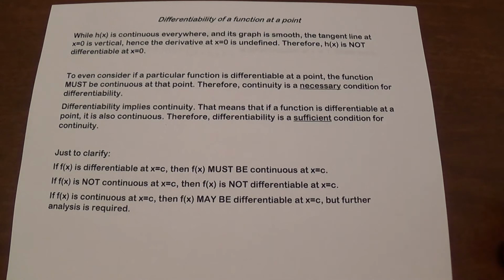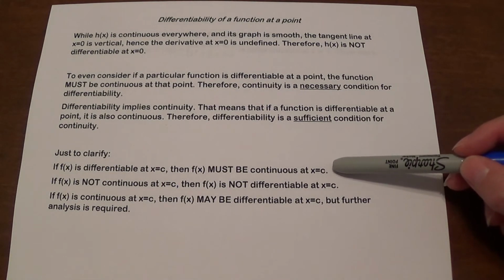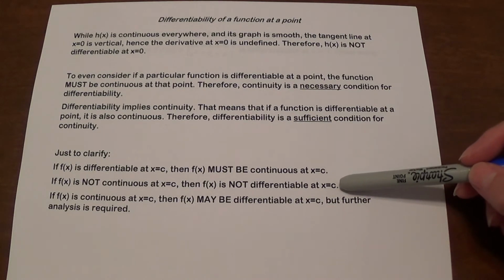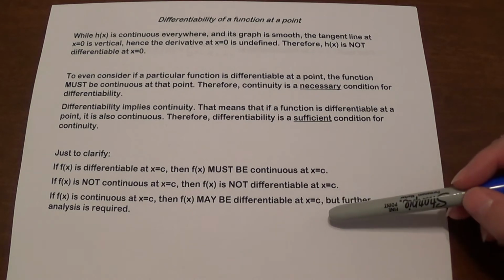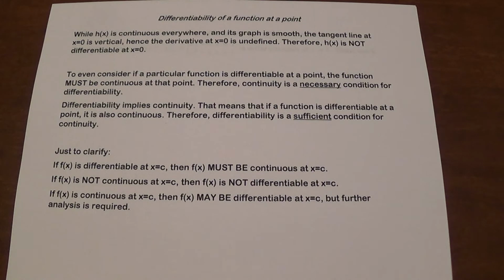So here's what we can say so far. If the function is differentiable at a particular point, it must be continuous at that point. If it's not continuous at that point, it cannot be differentiable at that point. If the function is continuous, we don't know. The function may or may not be differentiable, and we're going to have to analyze that.